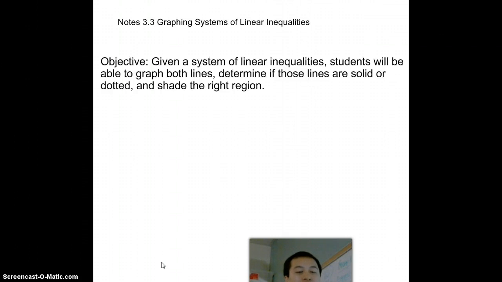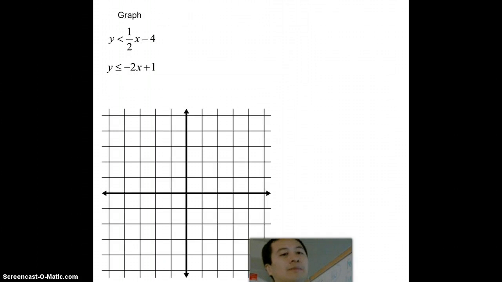So by the end of today's lesson, this is what you should know how to do. Objective: given a system of linear inequalities, students will be able to graph both lines, determine if the lines are solid or dotted, and shade the right region. So, you guys ready to get started? It's nothing too abstract. You have done it before.